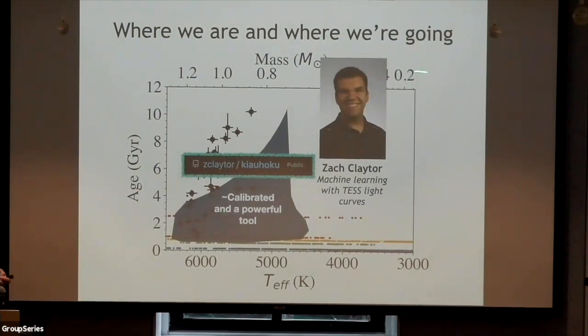My same graduate student that's been working on the neural nets has built this code, Kiauhoku, that takes inputs like rotation period and stellar parameters and will spit an age back at you. It won't stop you from working in any of these places necessarily. So you do have to be careful about where you try to play this game. But we have an existing public package out there where you can go and get ages from rotation.